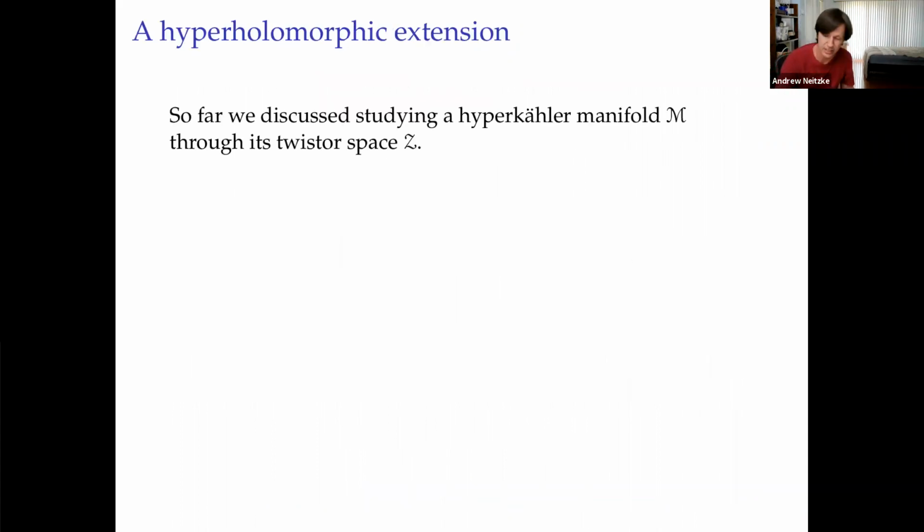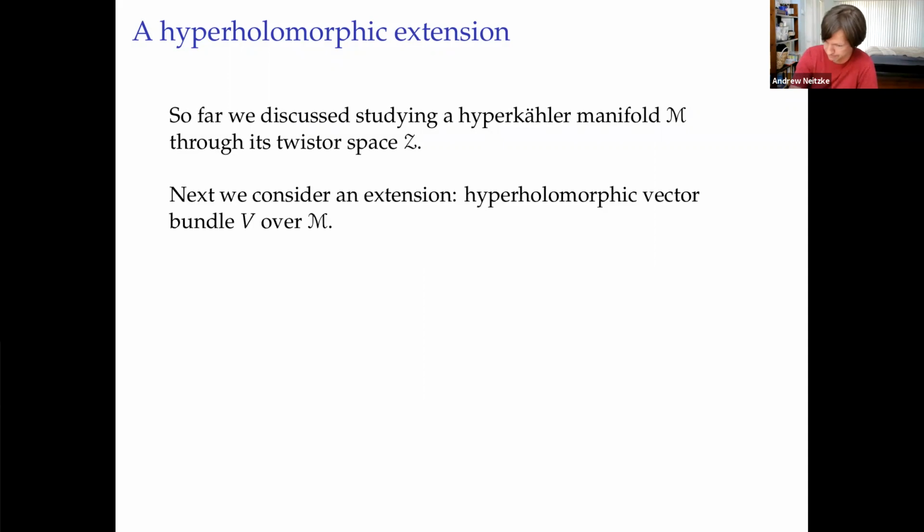So now I want to do the other thing that I promised, which is to talk about the extension of this story that involves hyperholomorphic bundles. So let me again say where we are. We've been talking about studying a hyperkähler manifold through constructing the complex symplectic structures on its twistor space. Now I want to consider a little extension, and the extension is going to be to construct a whole hyperholomorphic bundle. Actually, mostly I'll talk about just a line bundle, V over M.